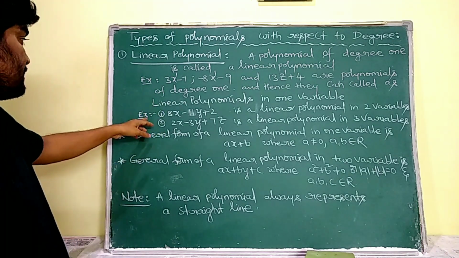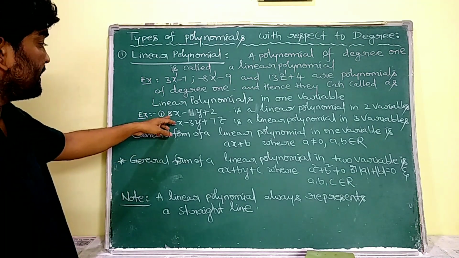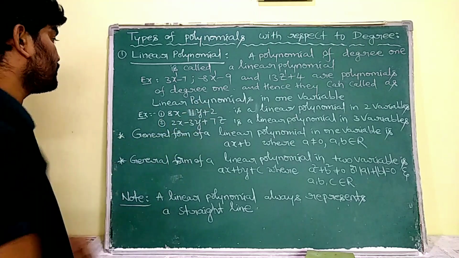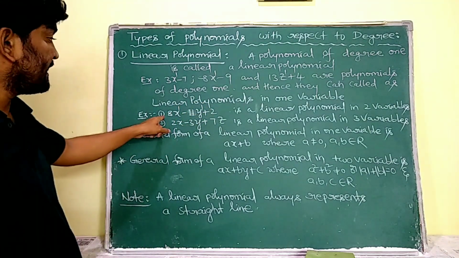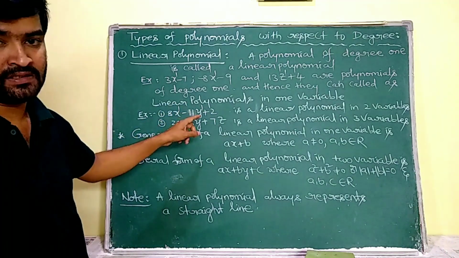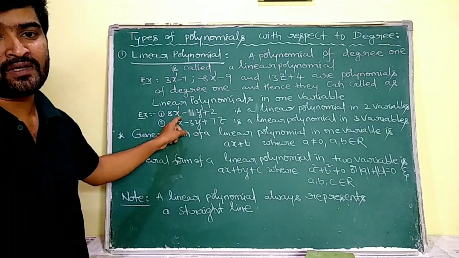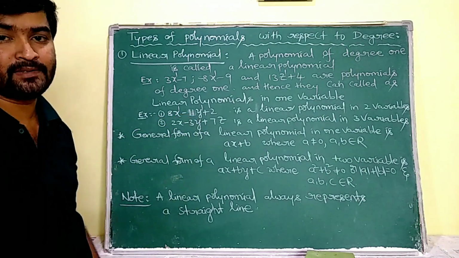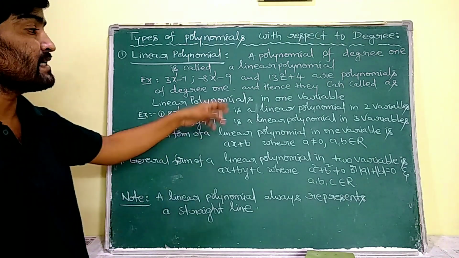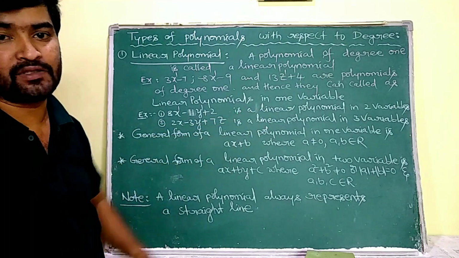Okay. So for example, see here, 8x minus 11y plus 2. Here its degrees are 1, 1. So the degree of the entire expression is 1. So it is known as a linear polynomial. But in this linear polynomial we have two variables. That is why it is known as a linear polynomial in two variables.